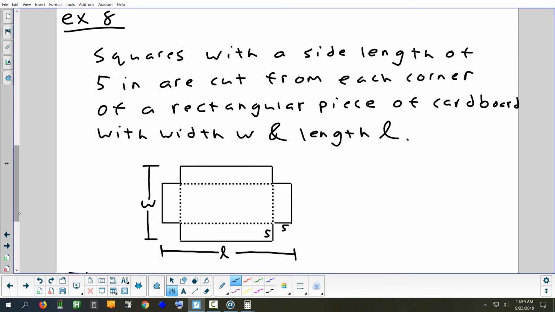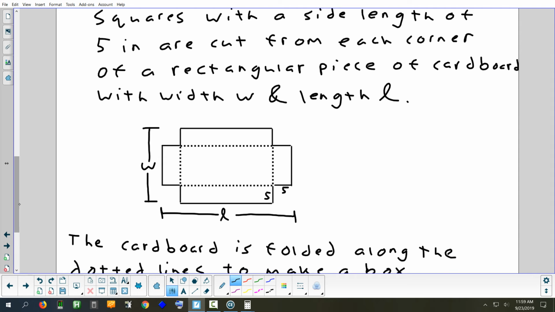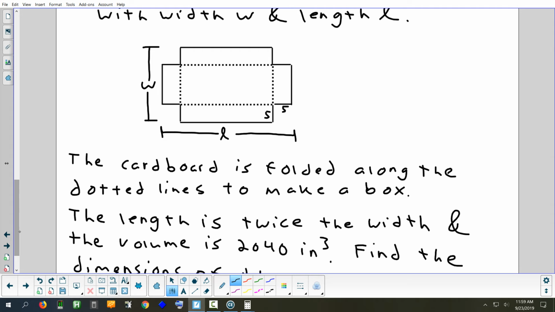So we've got a piece of cardboard, and you're going to cut a square out of each corner so that you fold the sides up and make a tray. It tells you that you're going to cut squares out of each corner that are 5 inches by 5 inches. L and W represent the length and the width of the original piece of cardboard that you're folding. So the cardboard is folded along the dotted lines to make more like a tray. There's no top on it.